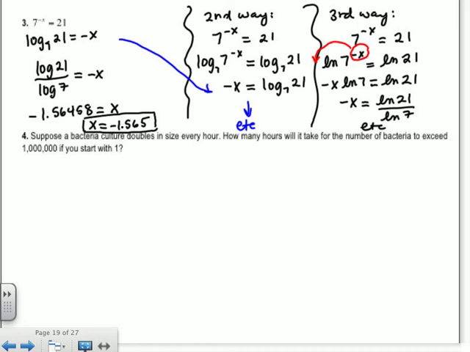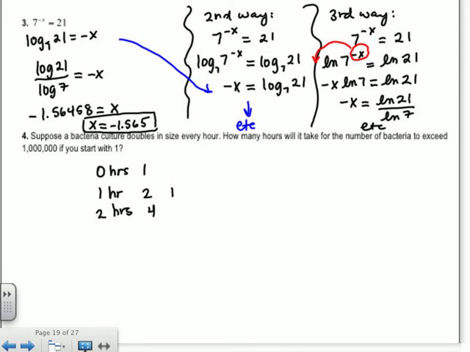All right, so number 4, it says suppose a bacteria culture doubles in size every hour. How many hours will it take for the number of bacteria to exceed 1 million if you start with 1? This is kind of like your homework problem. So if you think about it, after 0 hours, you have 1. So after 1 hour passes, you have 2 bacteria. After 2 hours, you have 4 bacteria. After 3 hours, you have 8, so it's doubling in size every hour.